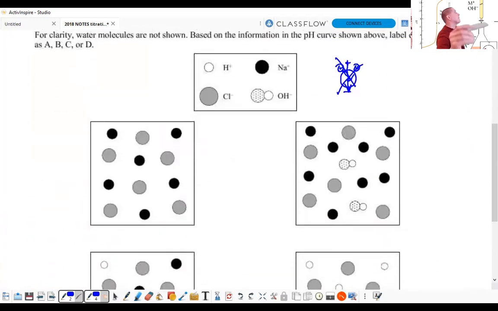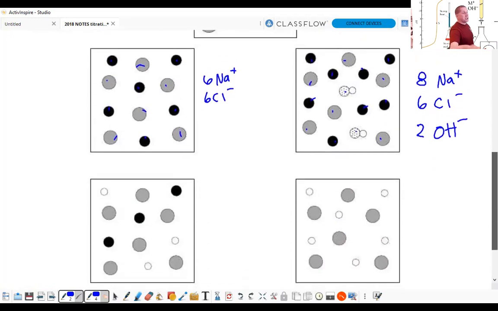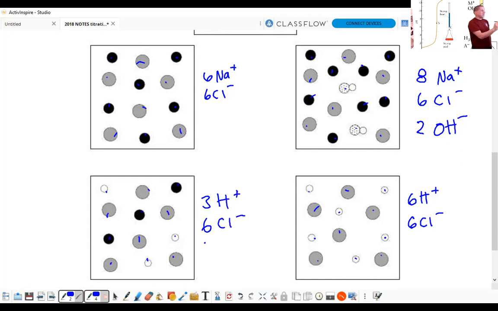All right, so what are we looking at here? So these are Na plus. So we have six Na plus and we have six Cl minuses. And this one, eight Na pluses, six Cl minuses, two OH minuses. Okay, so this one, so that's the H plus. So we have six H pluses, six Cl minuses, and then over here, three H pluses, six Cl minuses, three Na pluses.